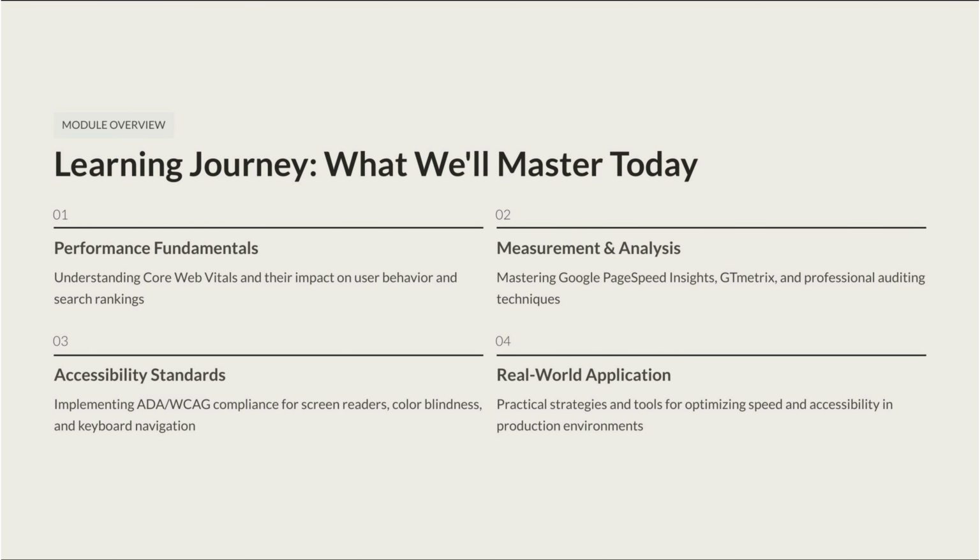Core Web Vitals are crucial for user engagement and search rankings. Tools like Google PageSpeed Insights and GTmetrix help analyze performance. Americans with Disabilities Act Web Content Accessibility Guidelines compliance ensures accessibility for screen readers, color blindness, and keyboard navigation. Implementing these standards in production environments enhances both speed and accessibility, creating inclusive, high-performing digital experiences.